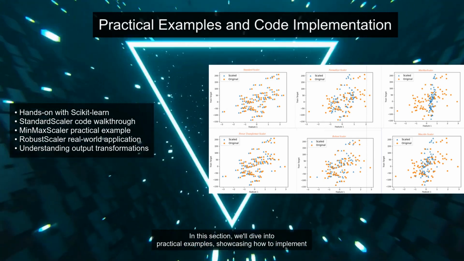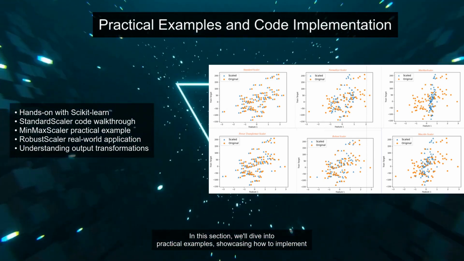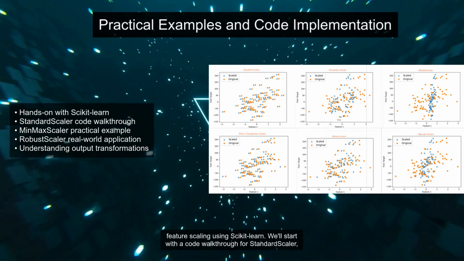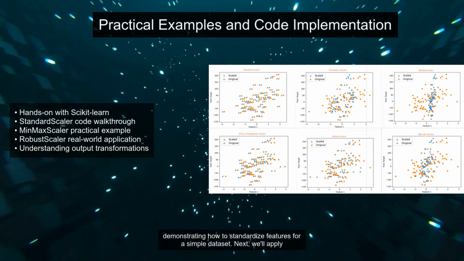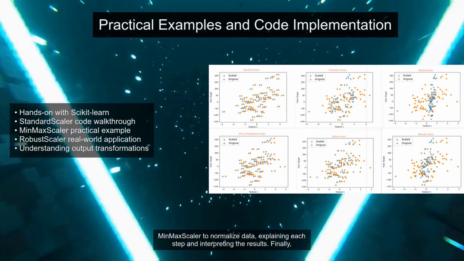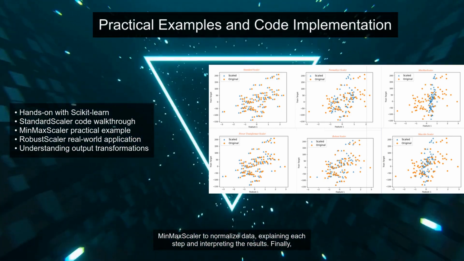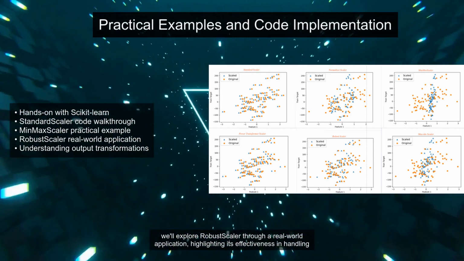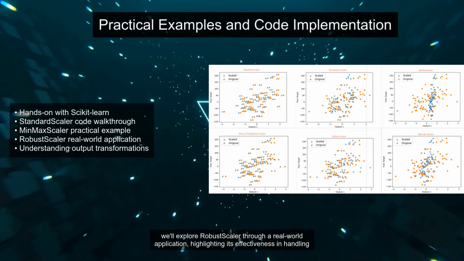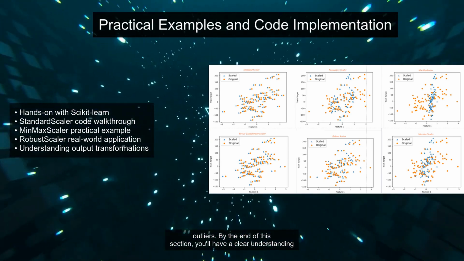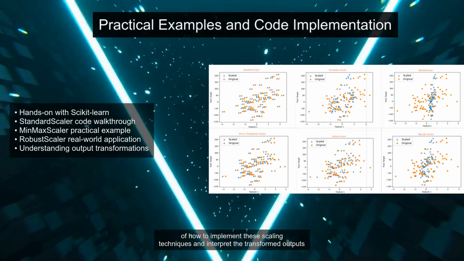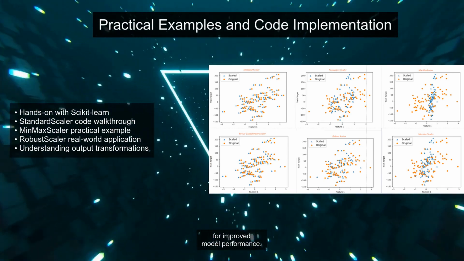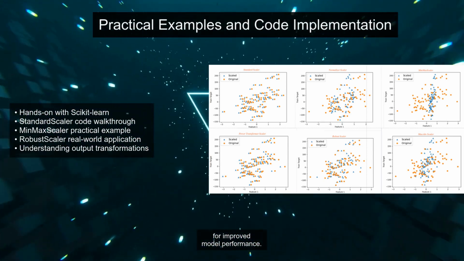In this section, we'll dive into practical examples, showcasing how to implement feature scaling using Scikit-learn. We'll start with a code walkthrough for StandardScaler, demonstrating how to standardize features for a simple dataset. Next, we'll apply min-max scaler to normalize data, explaining each step and interpreting the results. Finally, we'll explore robust scaler through a real-world application, highlighting its effectiveness in handling outliers. By the end of this section, you'll have a clear understanding of how to implement these scaling techniques and interpret the transformed outputs for improved model performance.